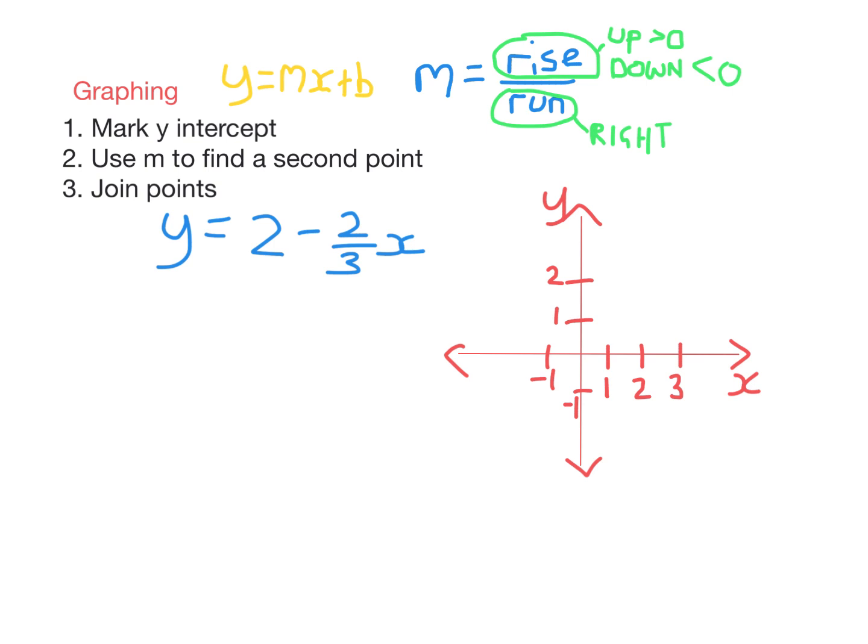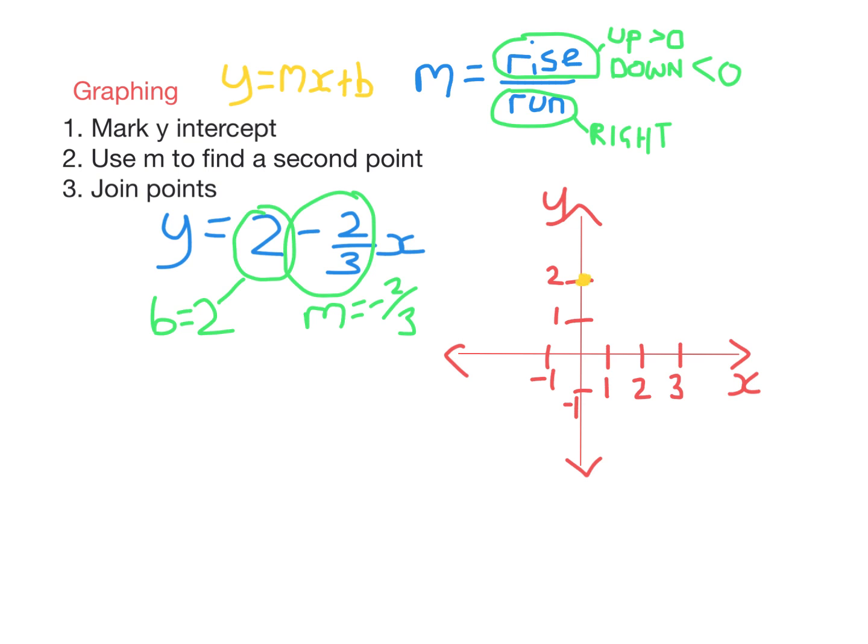So to graph this one here, we need to identify the gradient and y-intercept. Now it doesn't matter the order in which things are written, the gradient is always the coefficient of the number in front of x. So the gradient here is -2/3. The y-intercept is always the number by itself, the constant. So it is 2.